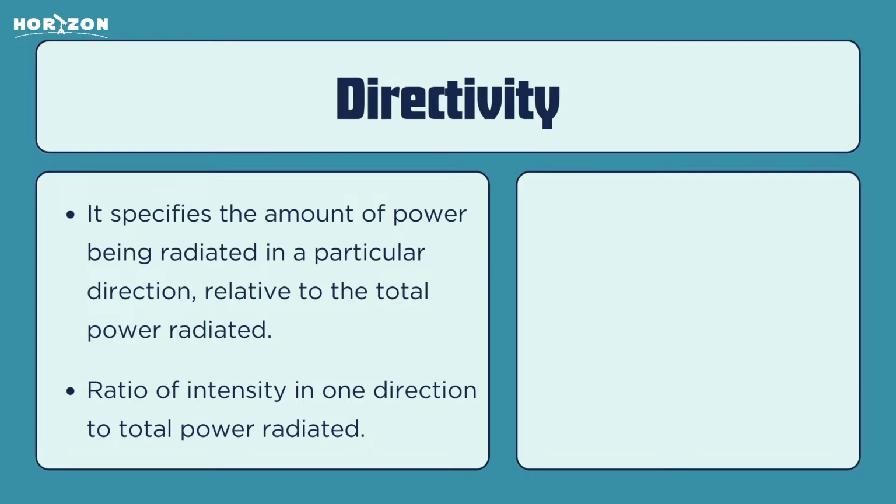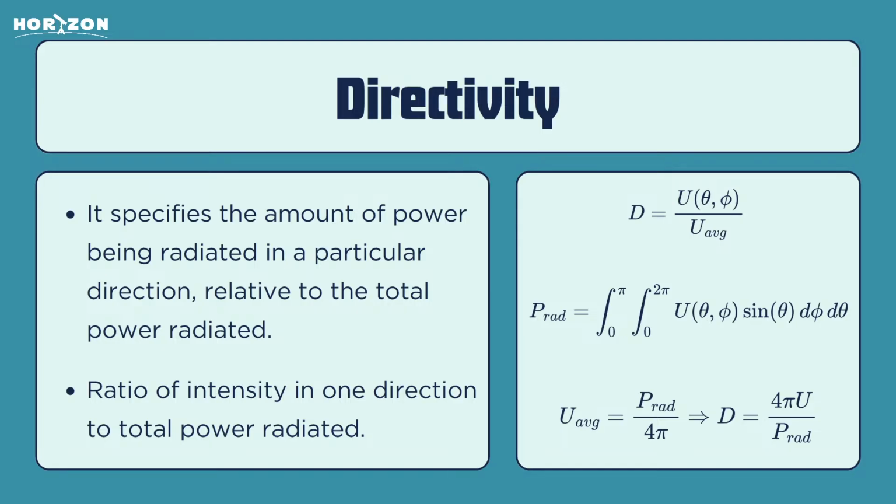The directivity is given by the ratio of the radiation intensity in a particular direction to the radiation intensity averaged over all directions. So you'll notice that the average radiation intensity is just the total power radiated divided by 4 pi. So that gives us another formula for calculating directivity.